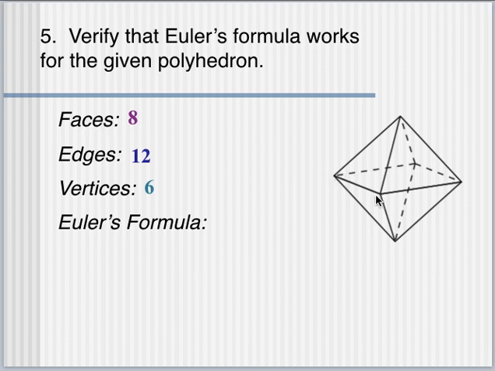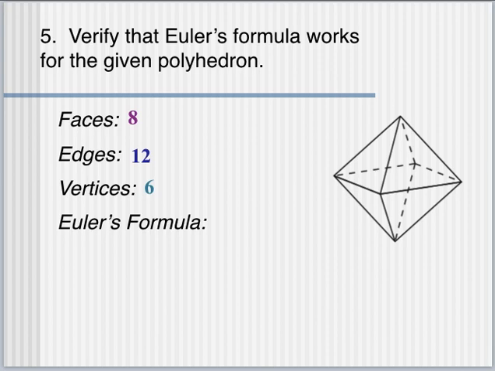Vertices means corners. There's 1, 2, 3, 4, 5, 6 vertices. Now, one question you'll see quite a bit of on the homework is asking you to first count the faces, edges, and vertices, and then to verify that Euler's formula works for the given polyhedron.